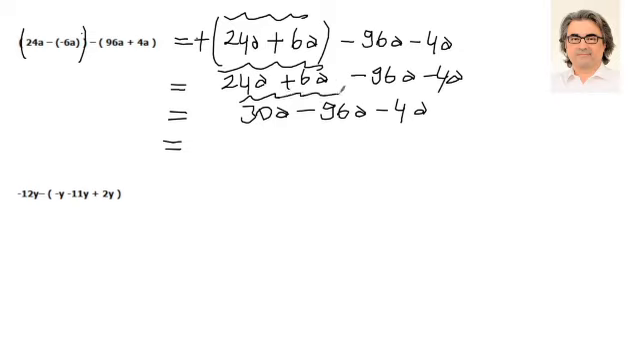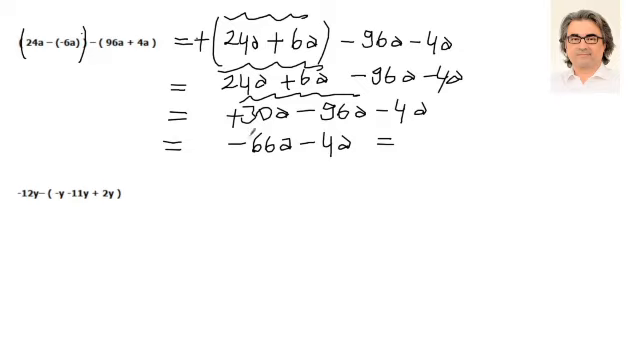Continue with this step. 30 minus 96. 30 has plus sign, and 96 has opposite signs. So find the difference between them. The difference between them is 66a. What about the sign of 66a? The sign of 66a is the sign of the greater number, which is 96. It has minus sign. Put here minus sign. After that, write minus 4 times a.